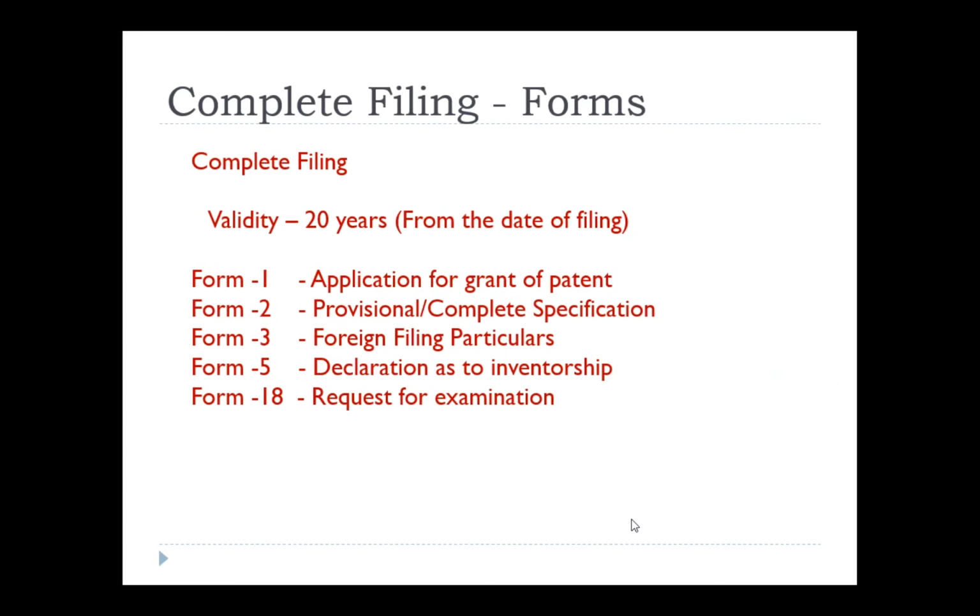Let me move towards the complete filing forms details as well, right? As we know very well, it is valid for 20 years from the date of filing. The first four forms, Form 1, Form 2, Form 3 and Form 5, are similar to the provisional filing. There is no difference in it. All are the same forms. Followed by that, we use an additional form, that is Form number 18. This is the request for examination.